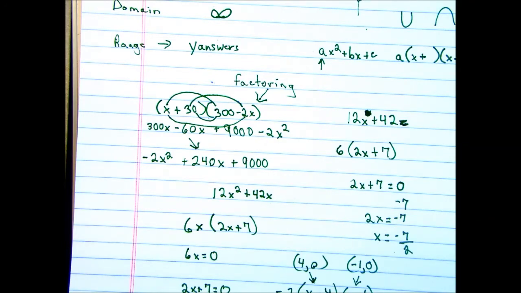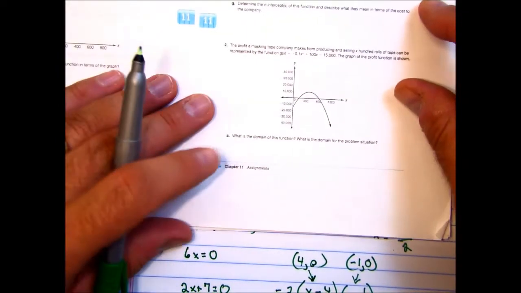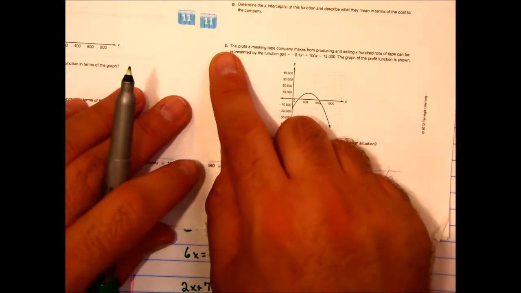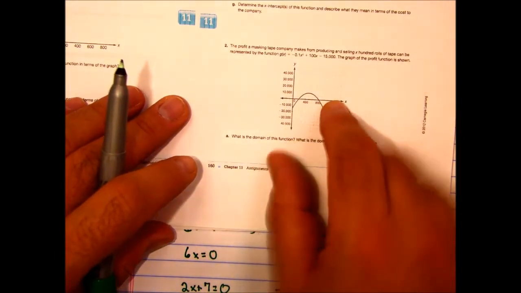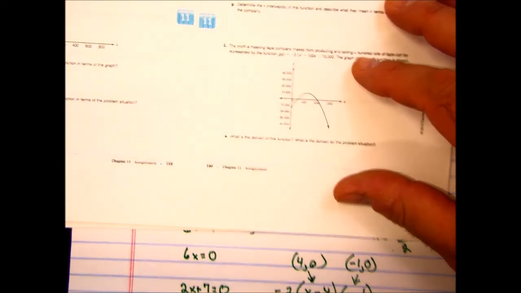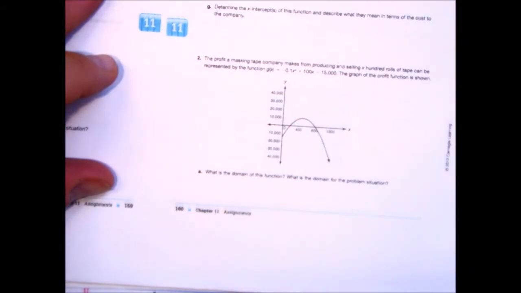Okay. And we're going to use the sample assignment that they do. We're looking at problem 2, the profit of a masking tape company, and here they give it to you. Based on this information, when you look at this, what are the x-intercepts?